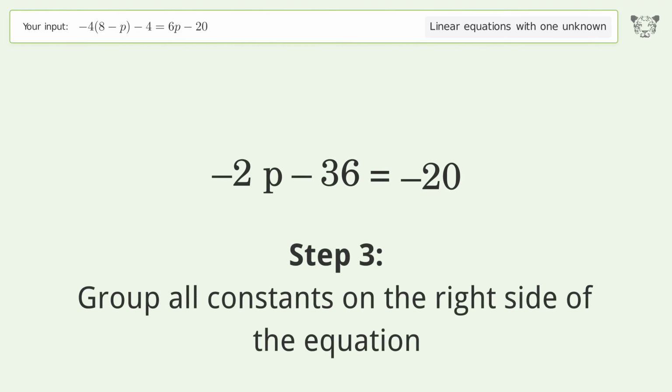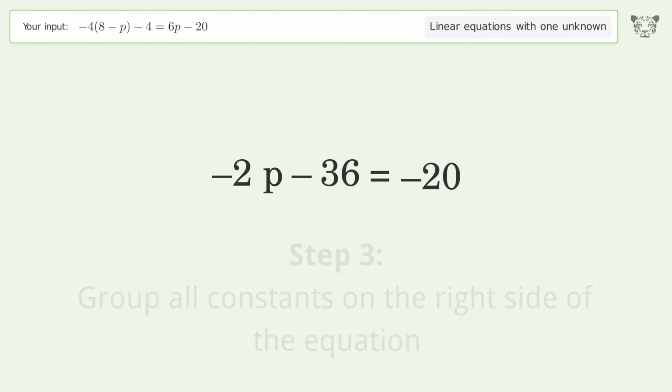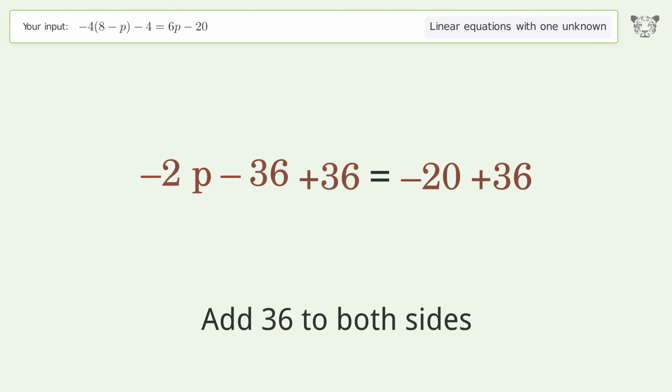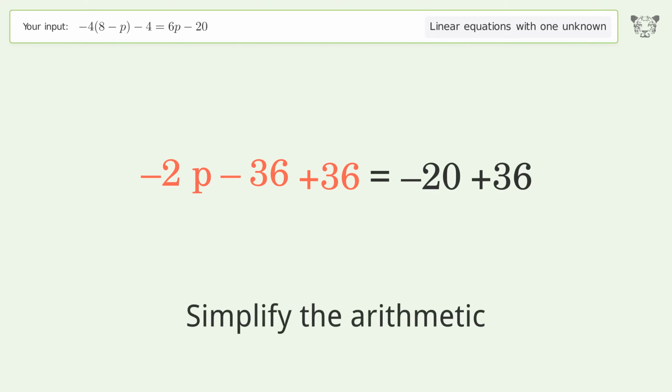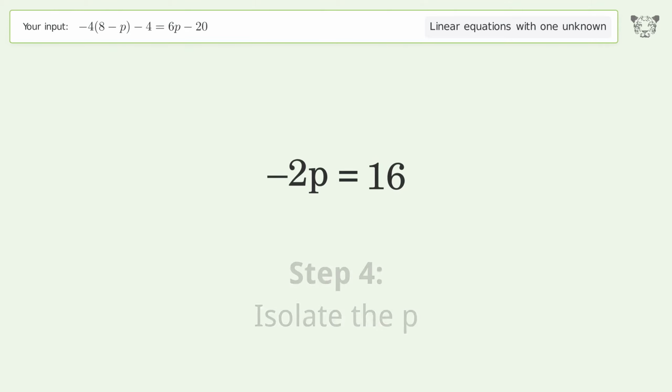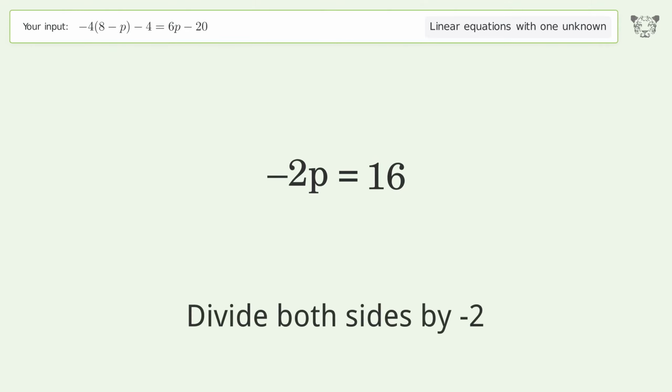Group all constants on the right side of the equation. Add 36 to both sides. Simplify the arithmetic. Isolate the p. Divide both sides by -2.